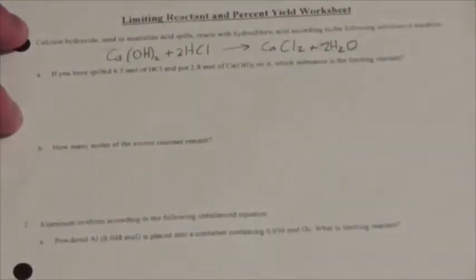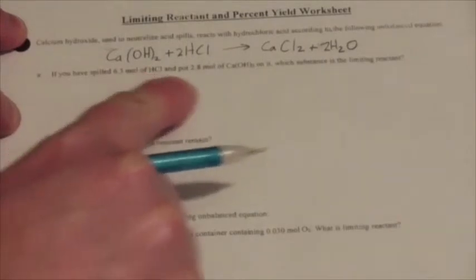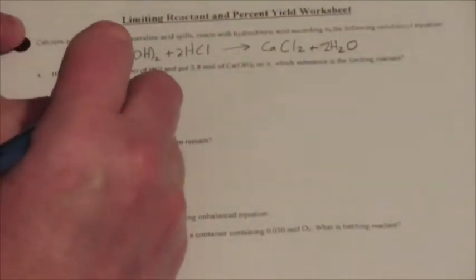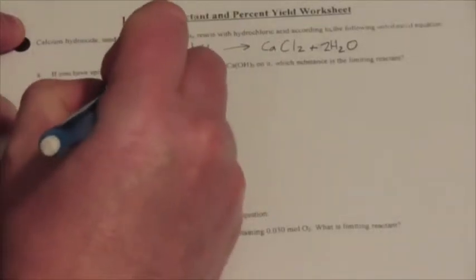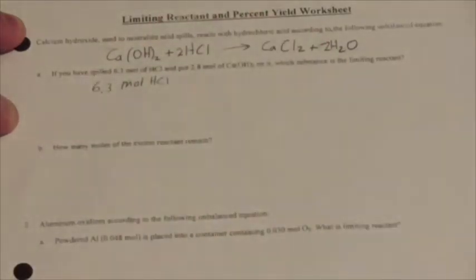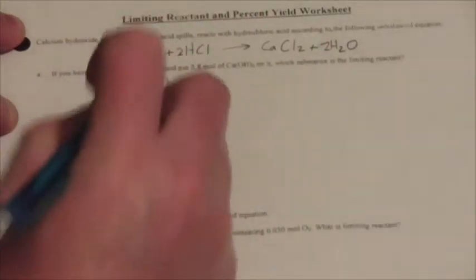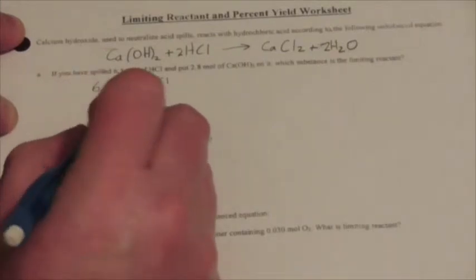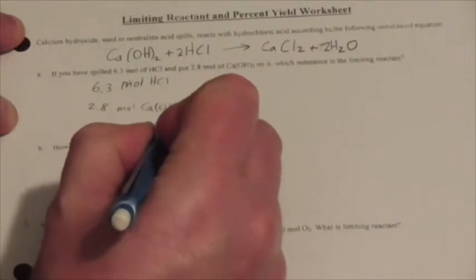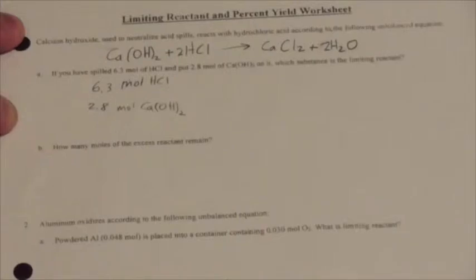Okay, now if you have spilled 6.3 moles of HCl and put 2.8 moles of calcium hydroxide on it, which substance is the limiting reagent? So we have, again, I always just like to write down what I know. 6.3 moles of hydrochloric acid and 2.8 moles of calcium hydroxide. Okay, now the question is, which substance is going to run out first?